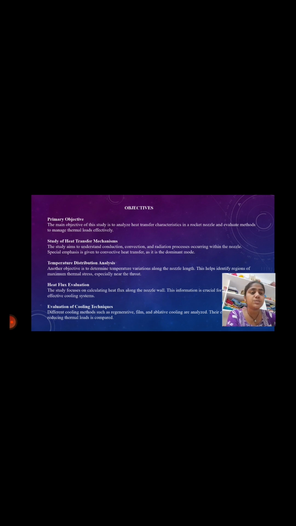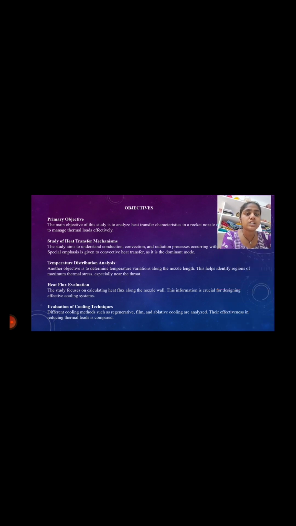Temperature distribution analysis. Another objective is to determine temperature variation along the nozzle length. This helps identify regions of maximum thermal stresses, especially near the throat. Heat flux evaluation. The study focuses on calculating heat flux along the nozzle wall. This information is crucial for designing effective cooling systems.